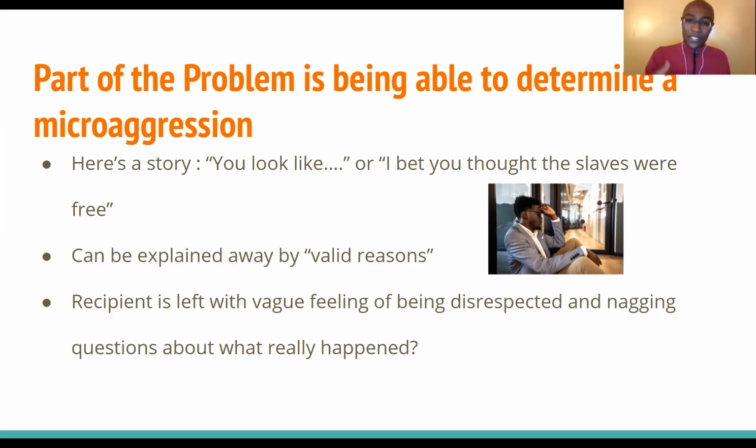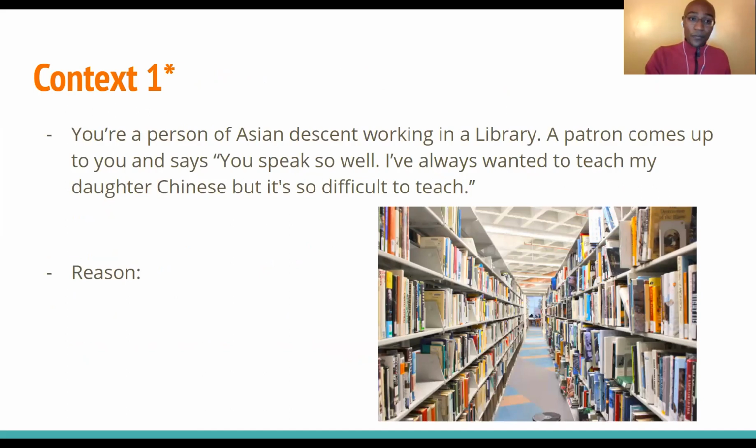And I also wanted to, I don't have a lot of time, but in the next slides, I'll show you just some vignettes. A lot of the invisibility comes from the fact that there are valid reasons. There's always valid reasons for what someone generally says is a microaggression. And that's part of the problem. If I had enough time, I would have asked you to come up with some reasons for some of these, but I'm gonna read it and you can think about it for a second.